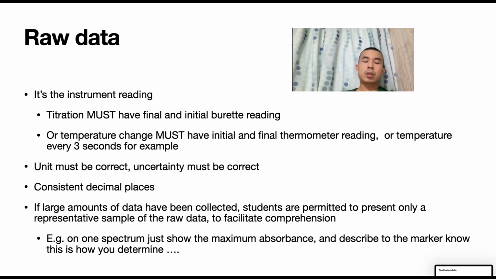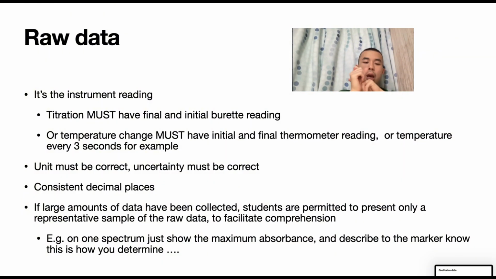And moving on is the quantitative raw data. It's the instrument reading together with absolute uncertainty. So for instrument reading, for example, usually people get it wrong in that they only talk about the volume of NaOH added. But in the titration data, they did not add the final and initial burette reading. In this case, it's not good. Or if you want to talk about the temperature change, you should have the initial and final thermometer reading. Or maybe you collect the temperature every 3 seconds. You should have these kinds of instrument reading data. Just make sure the unit is correct, and also absolute uncertainty is correct.